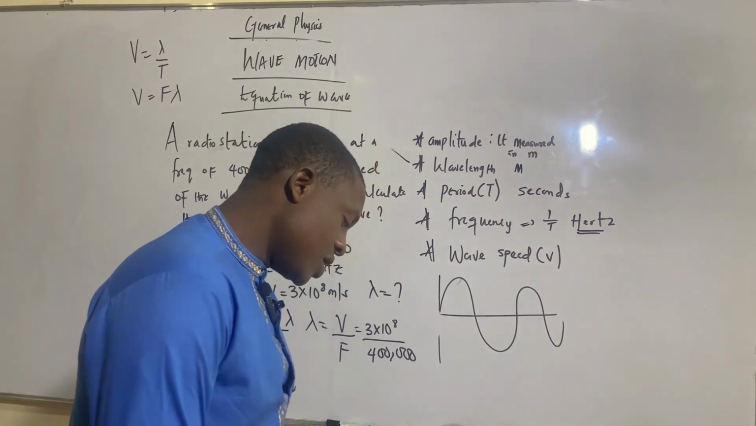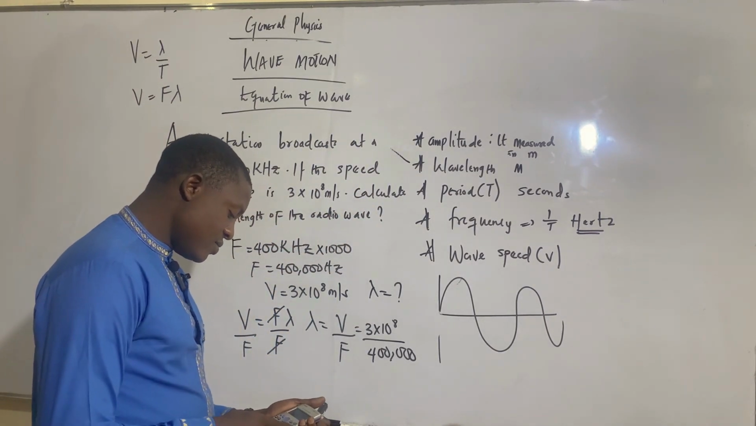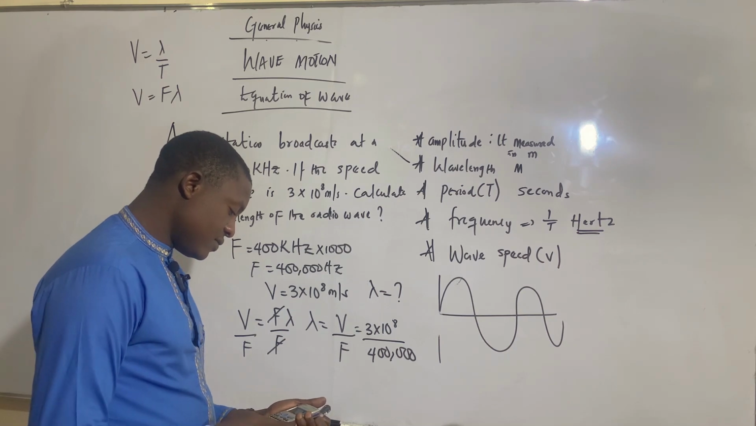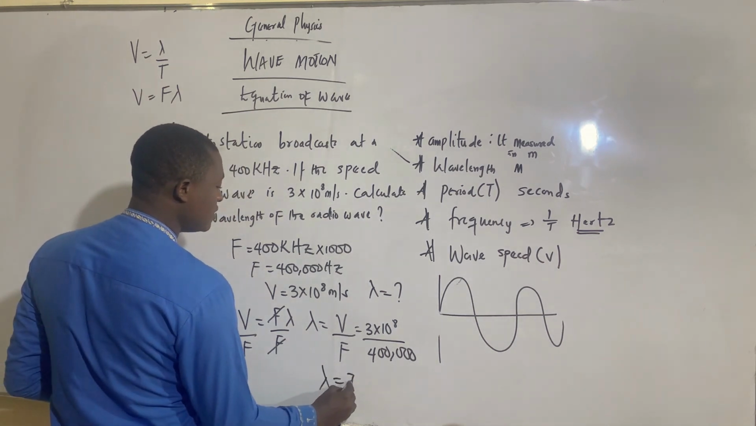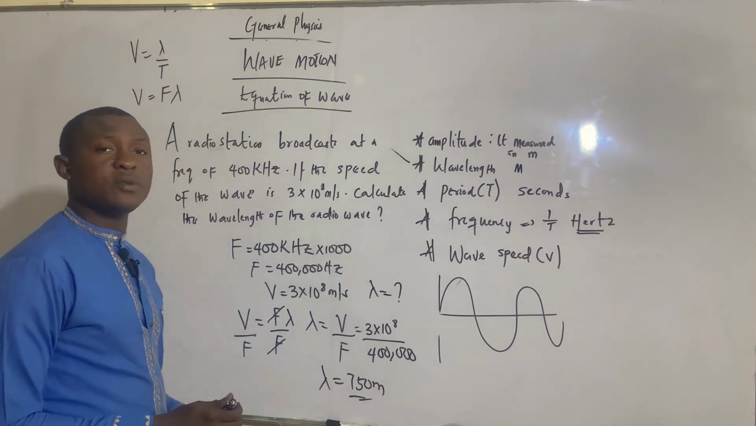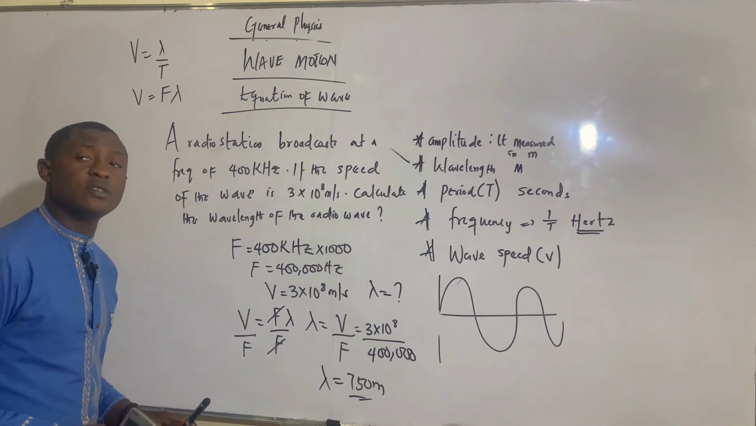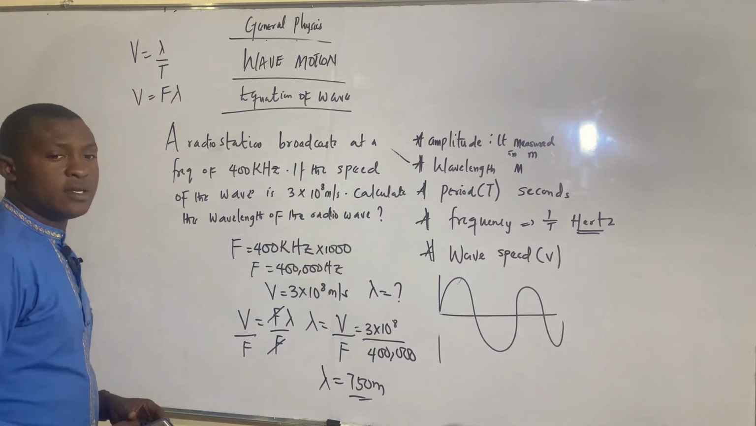So we have 3 times 10 raised to the power of 8 divided by 400,000. If you do that, the wavelength is 750 meters, because I told you that wavelength is also measured in meters. So it depends on what you are given in the question, whether it's required for you to apply the first formula or the second one.